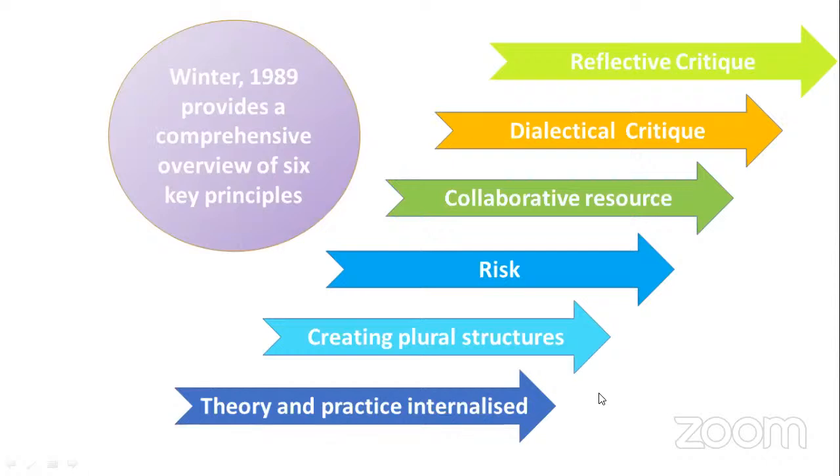When explicit judgments are given on empirically proven action, it reduces the fatigue in the formation of theory. The ensuing practical applications that follow are subjected to further analysis in a transformative cycle that continuously alternates emphasis between theory and practice. Hope you understood the comprehensive overview of the 6 key principles. They are reflective critique, dialectical critique, collaborative resource, risk, creating plural structures, and finally, theory and practice internalized. This was given by Winter in 1989.